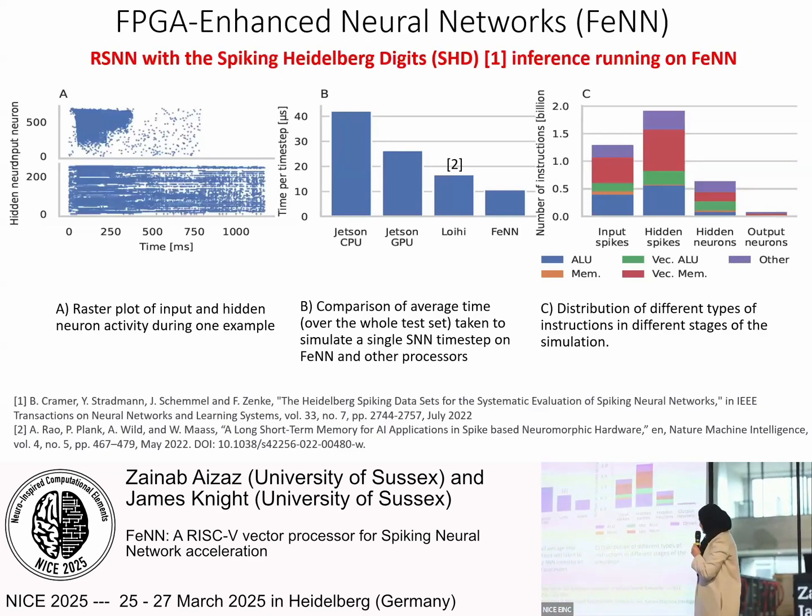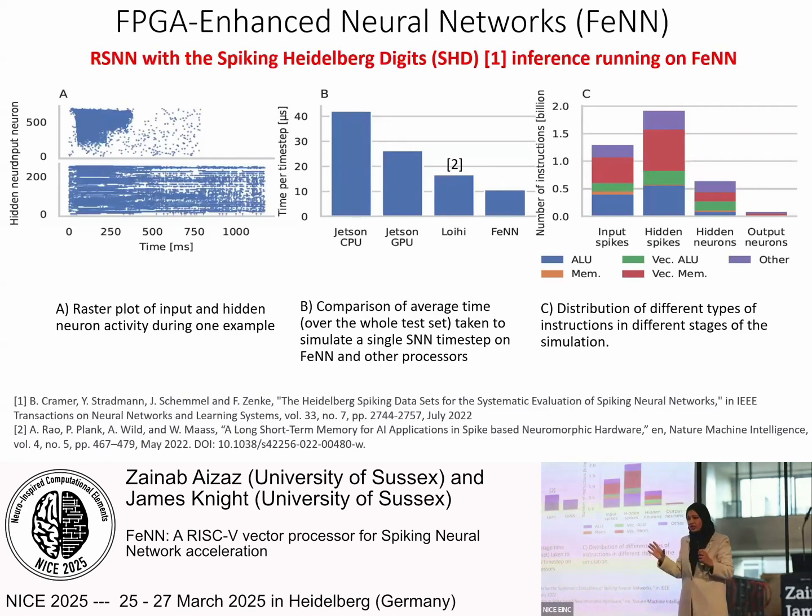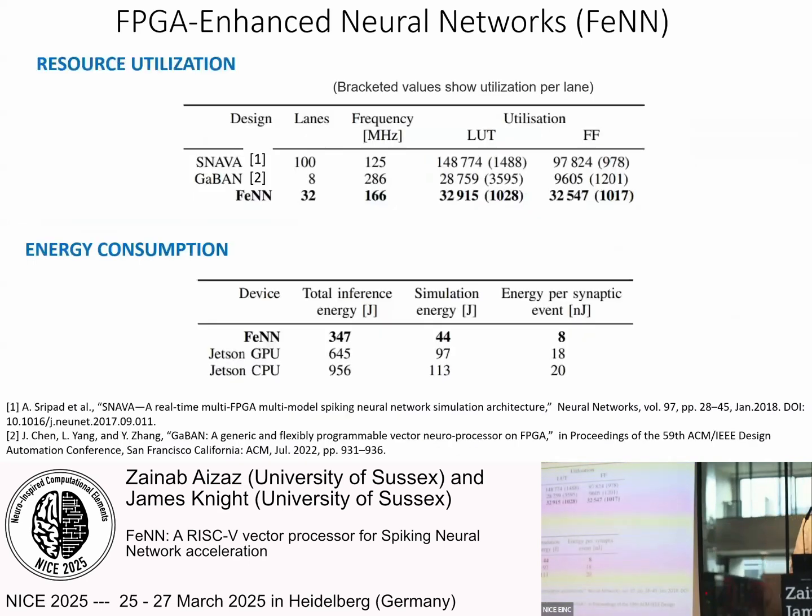And then in C, we can see that different types of spikes involve different types of instructions. This is just common data that we want to share: if we have input spikes, we have more memory instructions, like fetching from memory. With hidden spikes, we have fewer memory instructions and more arithmetic instructions. And for output, we don't have any memory instructions, and we also don't have this green one, the ALU instructions. So this is how our instructions are classified.